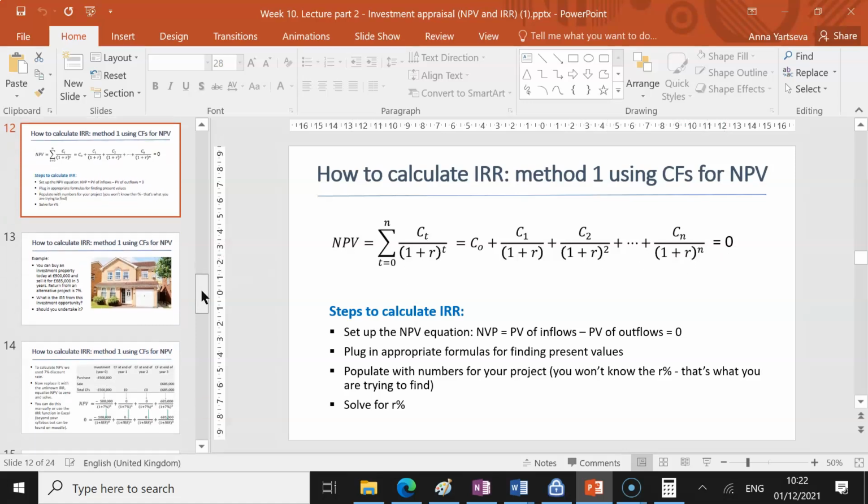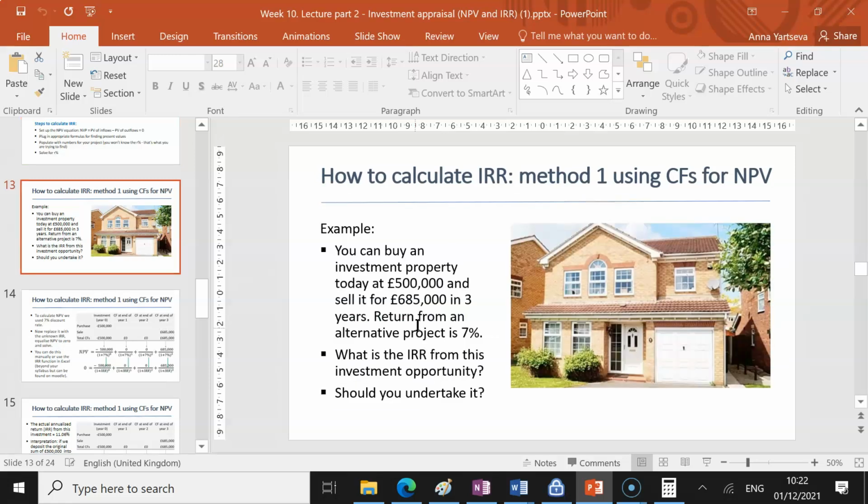So for example, here in the lecture, I provide an example. We are analyzing an investment opportunity. We want to buy a property which is worth 500,000. We plan to keep it for 3 years and then resell after 3 years at a higher price, 685,000. Or we could generate a 7% return elsewhere. And we are asked to calculate the internal rate of return.